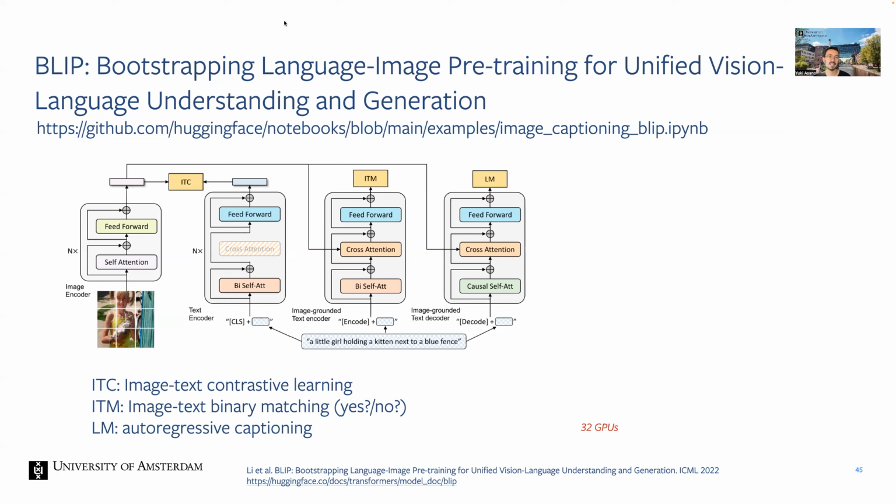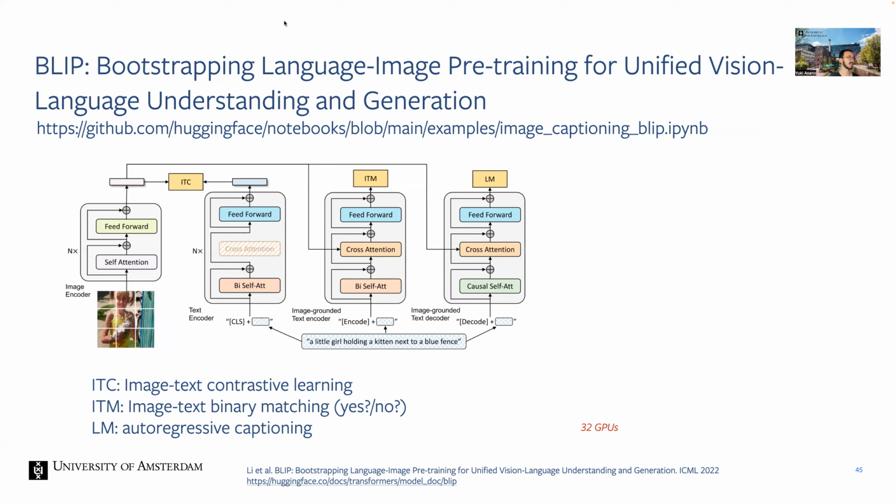So one is called ITM, image text binary matching, which simply asks, does this caption belong to this image or not? And I think they use hard negatives for that, so they make it slightly more difficult. But then in addition, they have this language modeling objective, which is simply this autoregressive captioning that we've already had.